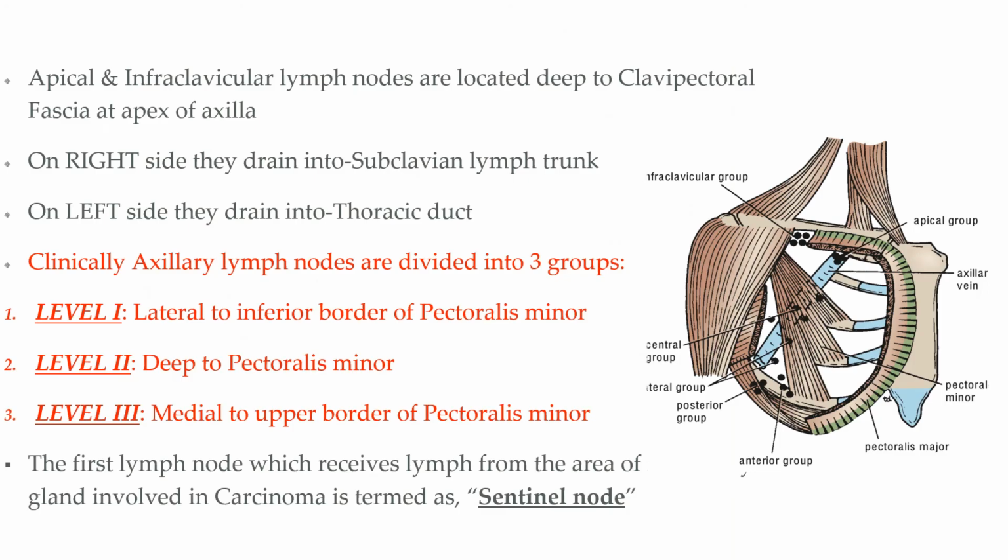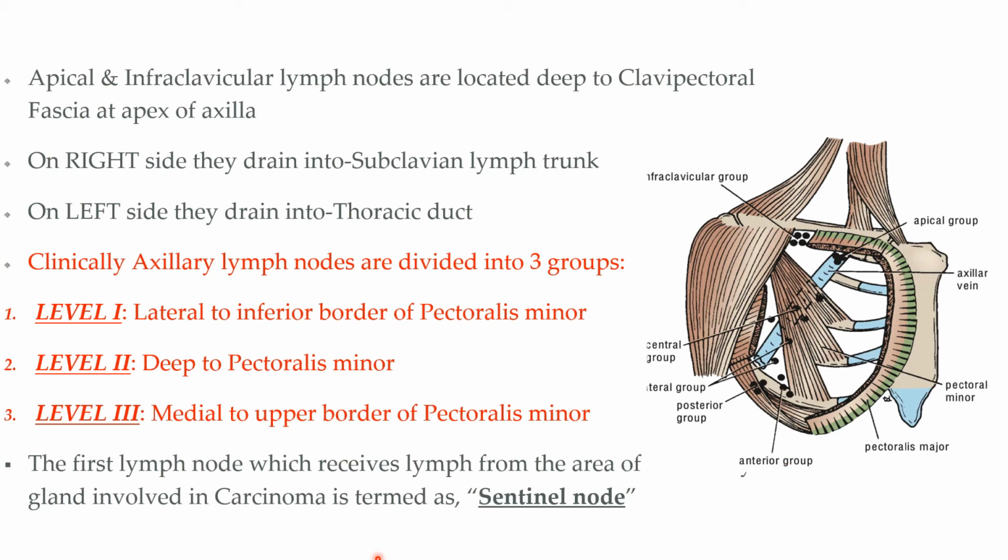Few points to be highlighted at this point. The apical and the infraclavicular group of lymph node are located deep to clavipectoral fascia. The apical group of axillary lymph node on the right side drain into subclavian lymphatic trunk. However, on the left side, the apical group of axillary lymph node drain into thoracic duct.